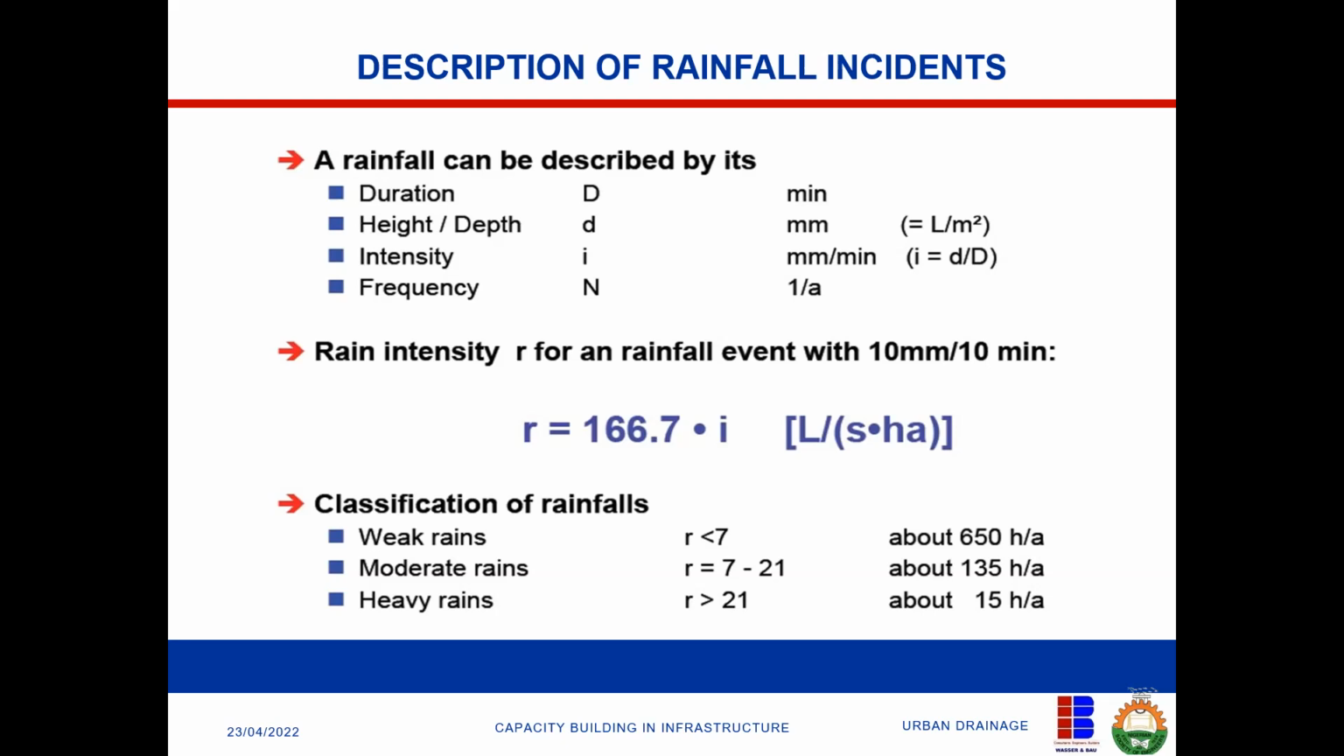Frequency N is I over A. A is the annual return period. Annual return period. Okay, yes, that's right. Let me explain to you what it means.